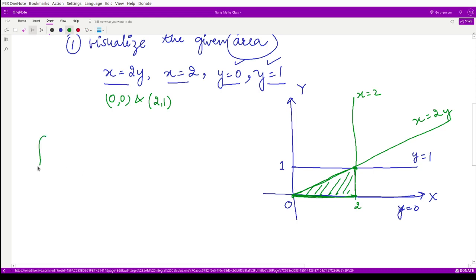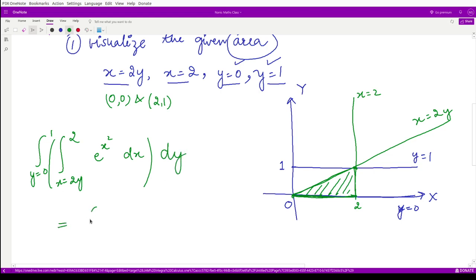So we are to convert the given integral, where y varies from 0 to 1 and x varies from 2y to 2, of the function e to the power x square dx and then dy. We want to convert this integral into the corresponding integral where we have reversed the order of integration. That means firstly we'll perform the integration with respect to y, and then with respect to x. So here we will write the limits for y, and here we will write the limits for x.